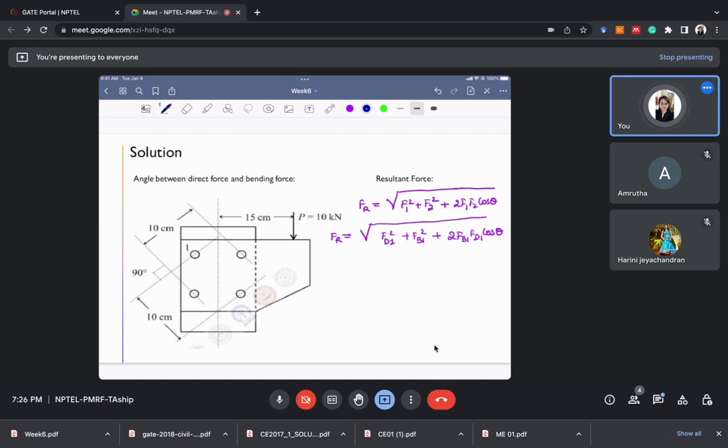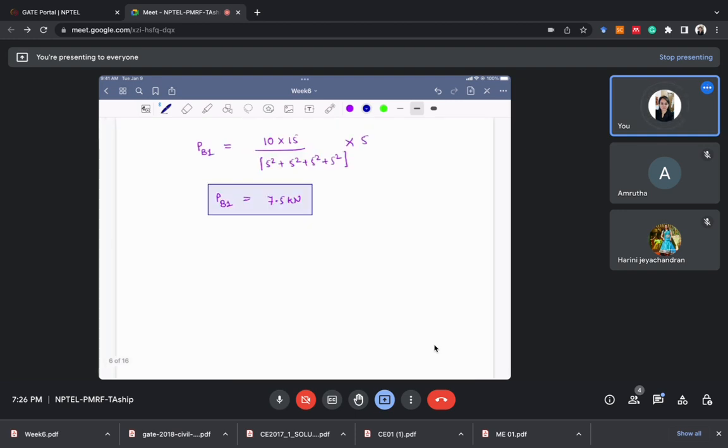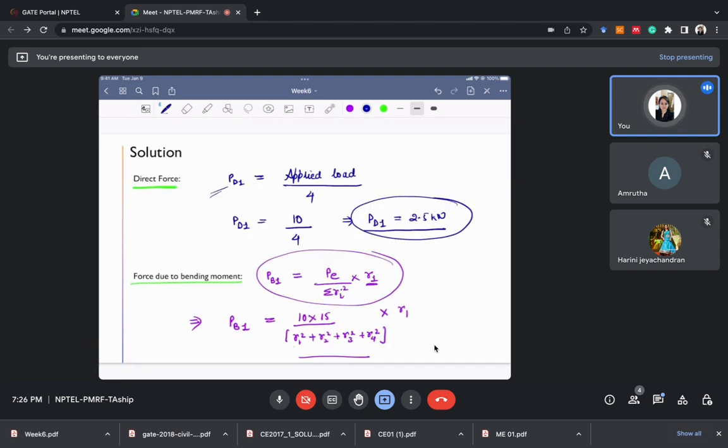So in this case, I should write P instead of F. Okay, so it is PD1. We'll put all the values in it and we'll get to know the value of the resultant force. What is the value of PD1 we calculated? The value of PD1 we got was 2.5 kilonewton.